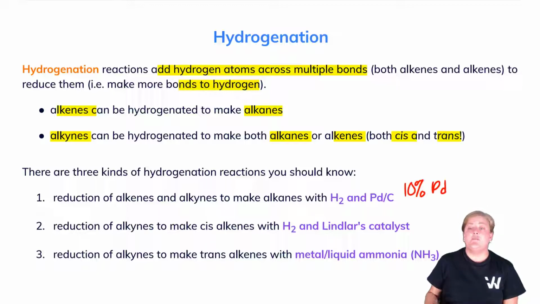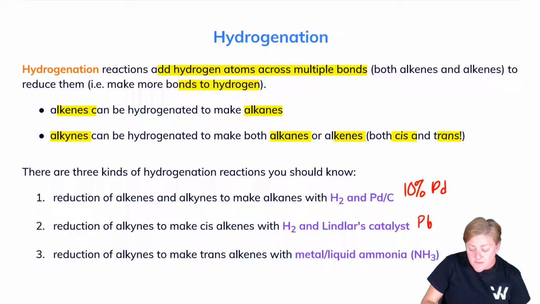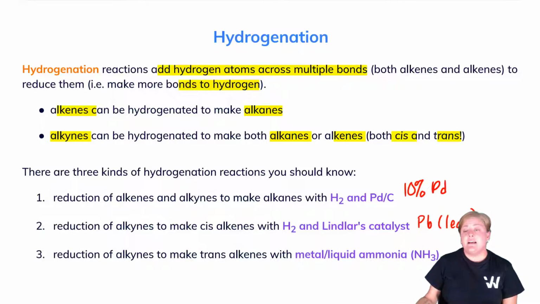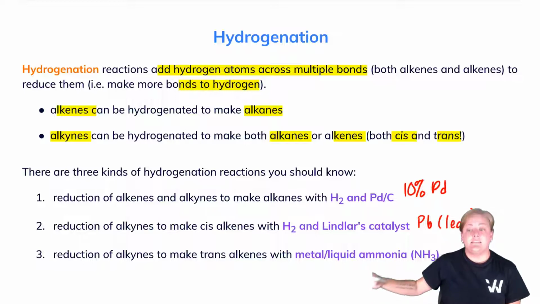Then there's two other reagents that you need to know. The first is reduction of alkynes to make cis alkenes. This will use something called Lindlar's catalyst. As we're going to see, Lindlar's catalyst is a lead, Pb, poisoned catalyst. And so what this does is it means that the catalyst is active enough to do a single reduction cycle, but not a second. And so Lindlar's catalyst in hydrogen gas will lead to the formation of cis alkenes.